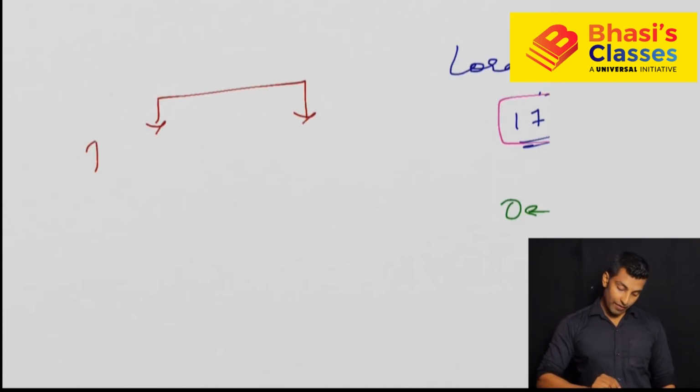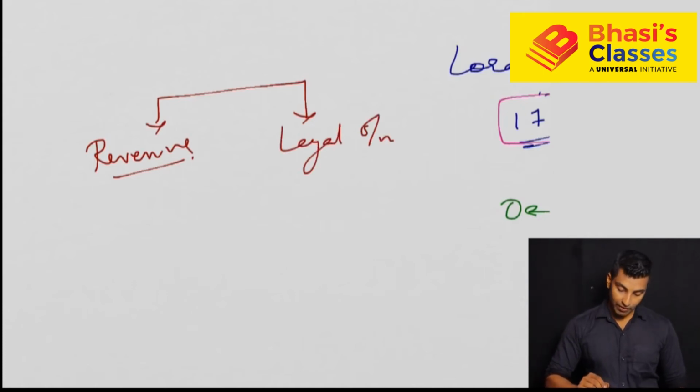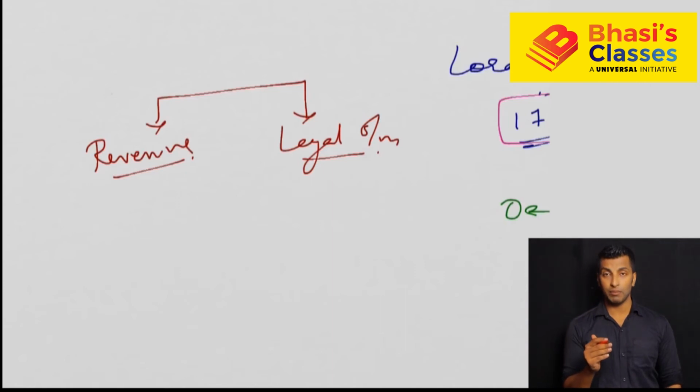Now, if you need to administer a particular area, two important things need to be taken care of. One is revenue collection. Without revenue you can't do anything, right? Second is the legal system. You need to have a complete idea about the legal system, or a proper legal system. These are the two things you must be very careful about when you administer a particular area.